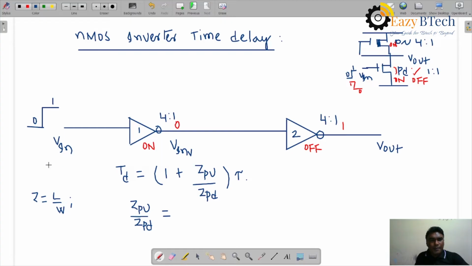The formula is for the time delay of the inverter. It is an NMOS inverter. The formula is Td is equal to 1 plus Z pull up by Z pull down, where the ratio given here is 4 by 1. Then you can substitute this in the Td formula.